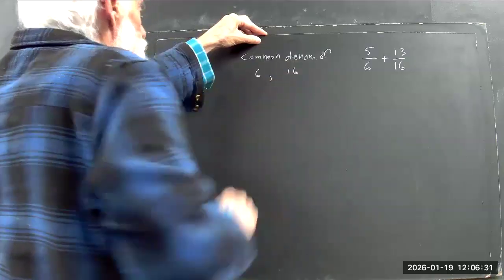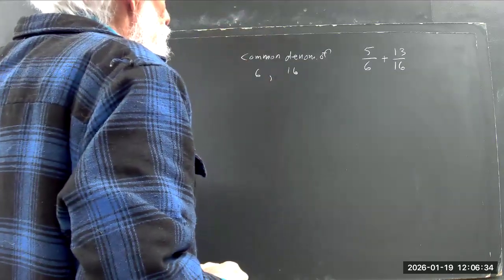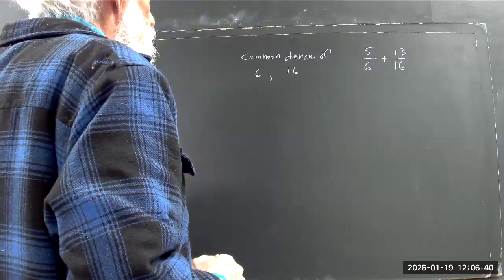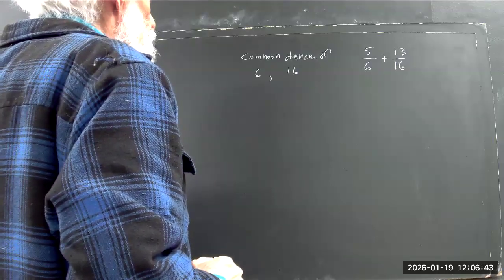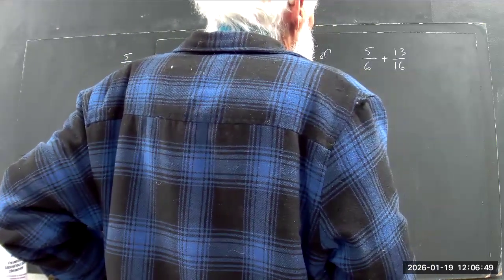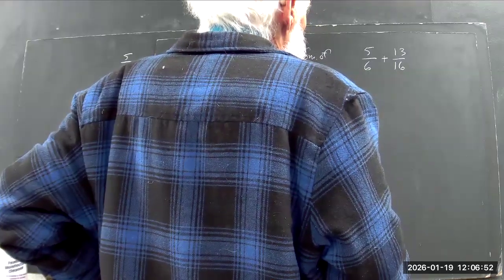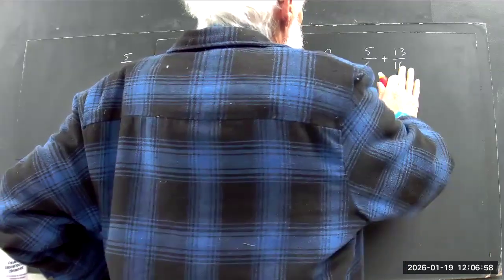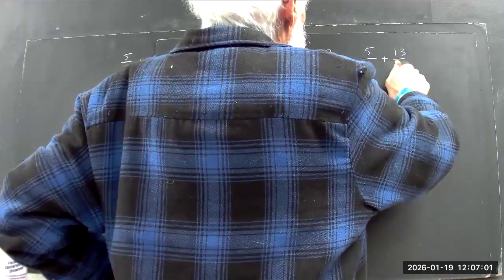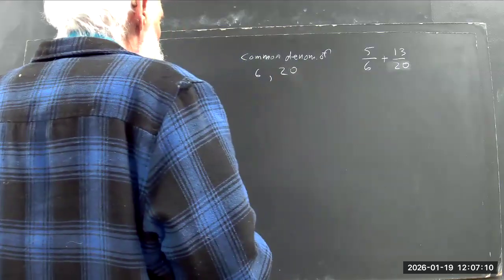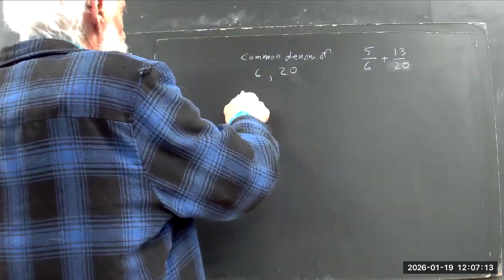Of 6 and, we got 6 and 16. I'm going to change this second denominator to 20. So now it's 5/6 plus 13/20. Common denominator of 6 and 20. Okay. Here's how you calculate that.